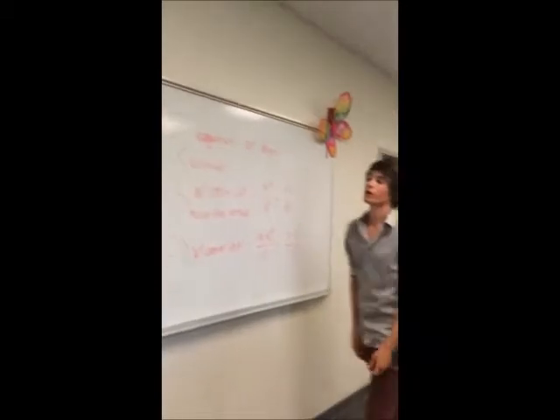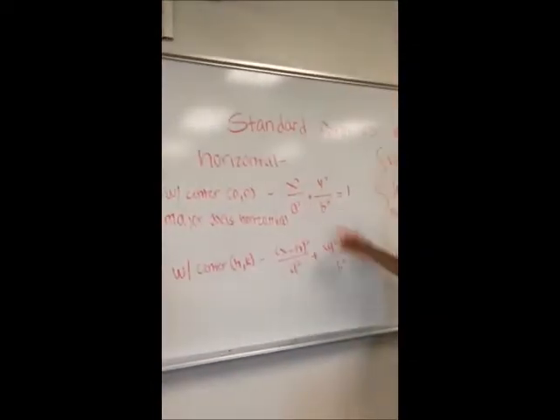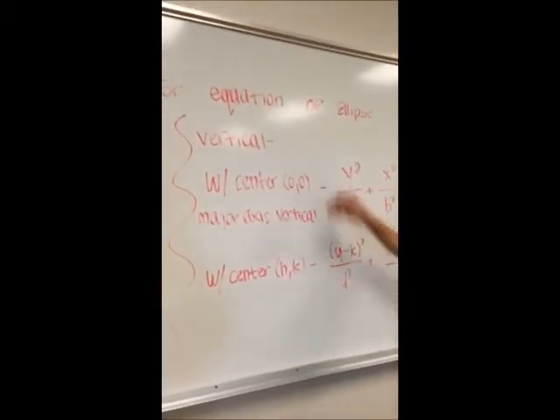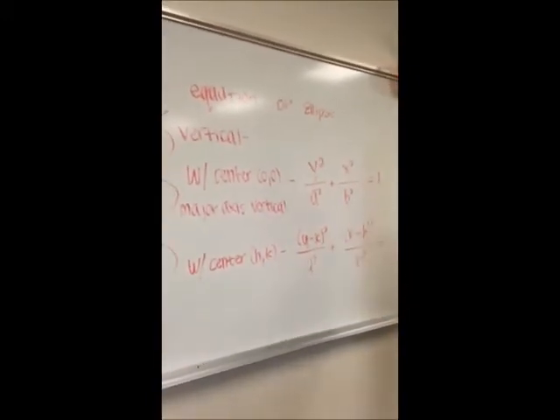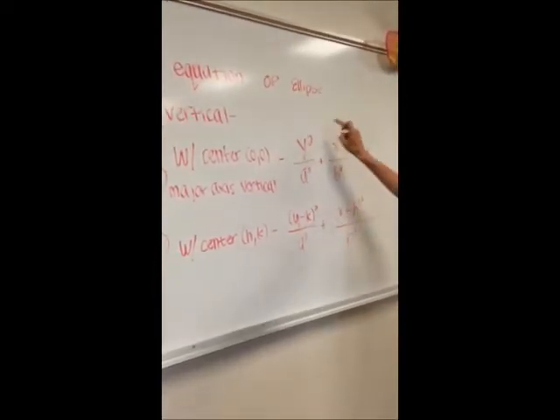We're doing the standard form for equations of ellipses. If your x-axis has the bigger side of your ellipse, you use this equation right here. If you've got a vertical ellipse, where the longer, bigger axis is going to be on the y-axis, with the center at 0, 0, you're going to have this equation.